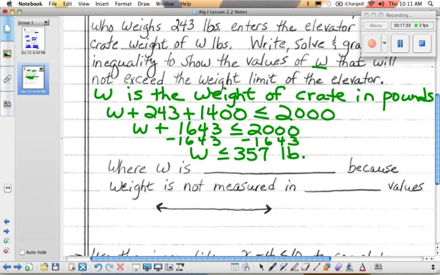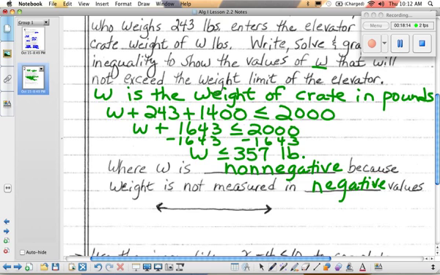Okay. Well then, we also have to take into account that in reality, W would actually have to be what? There's a kind of a restriction here. What can't we really have? We can't have a negative weight. So we want where W is non-negative, because weight is not measured in negative values. Just like distance isn't measured in negative units, neither is weight. There's no such thing as negative time, negative weight, negative distance, those kinds of things.